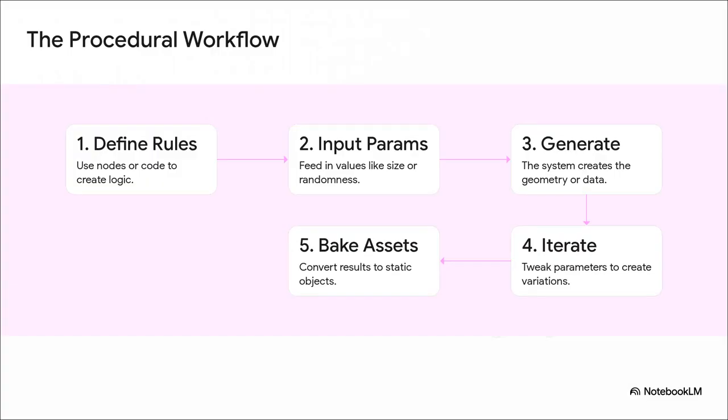And the workflow itself is this really powerful loop. First, you define the rules, maybe using nodes or a bit of code. Then you feed it some parameters, things like how many objects you want or how much randomness to apply. The system spits out a result, and you can iterate almost instantly just by tweaking those inputs. And then finally, there's this super crucial step called baking, which locks in your design for maximum performance. We're definitely going to talk more about why that's so important in a bit.